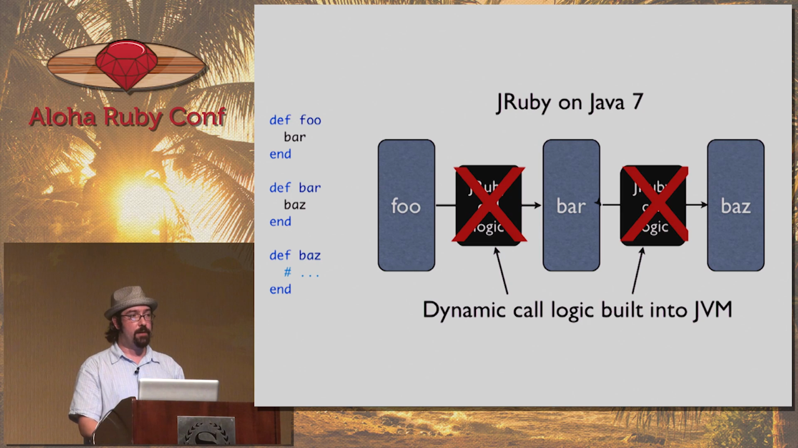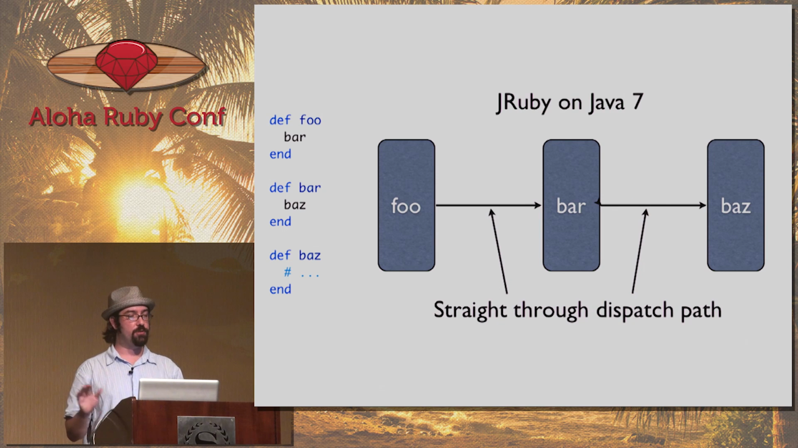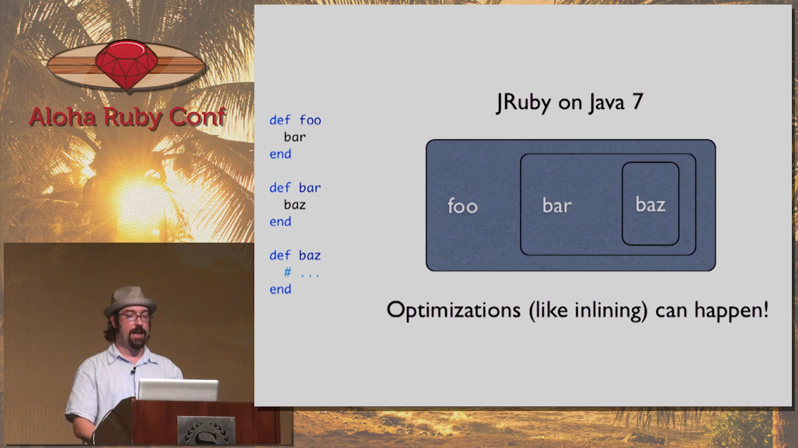With Invoke Dynamic, all of that stuff kind of disappears. The dynamic call logic is built into the JVM itself. And so it all goes away. The JVM sees that straight through path for optimizing, and it can do the optimizations that it would do for any other statically typed language on the JVM. Literally, we can have Ruby code that runs as fast as Java or Scala or any of those static languages.